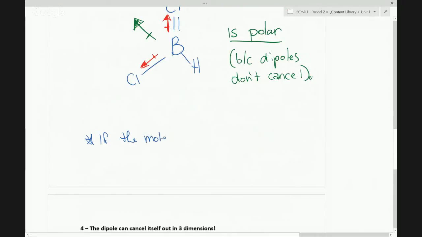If the molecule is symmetrical, it cannot be polar.